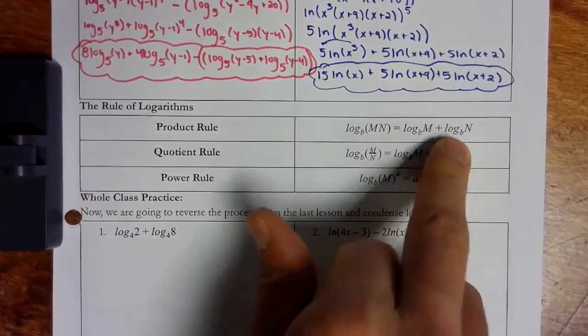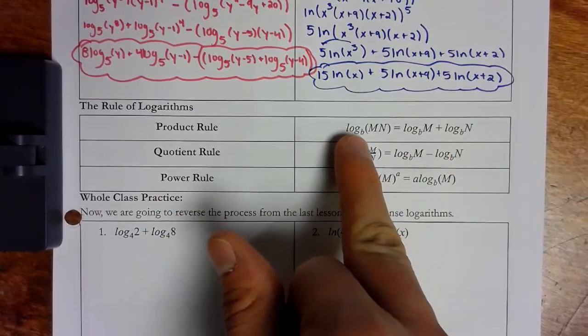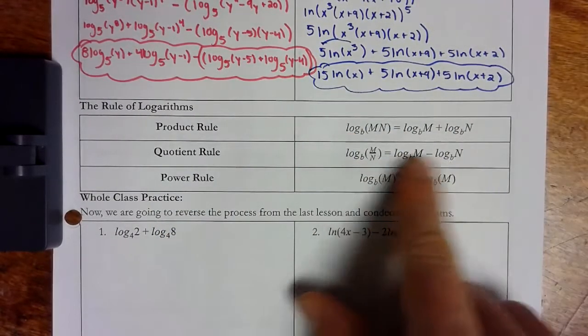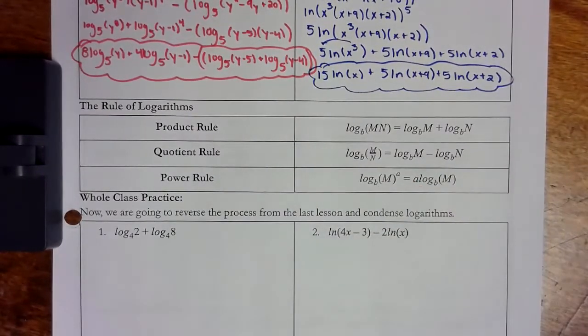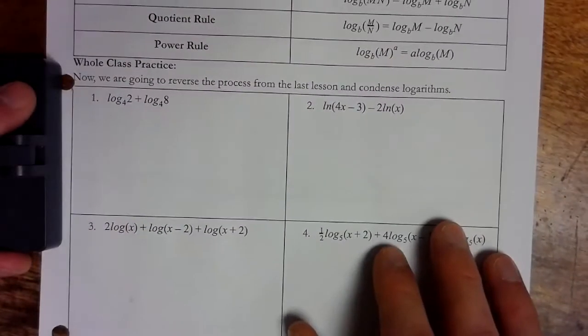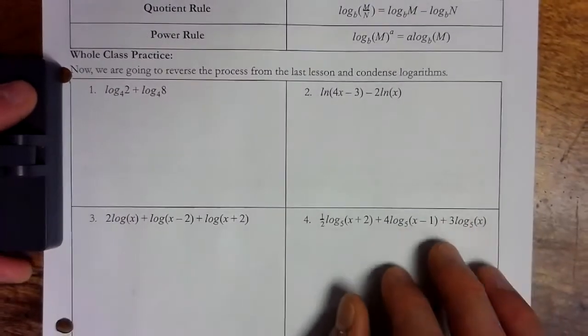So if we're adding two logs, we can bring them together and multiply the two things that we're taking the log of. If we're subtracting, they can be division, and then that coefficient becoming the exponent. So our task here is going to be for us to condense these logs so that they are just a single log. And we'll go ahead and work through all four.